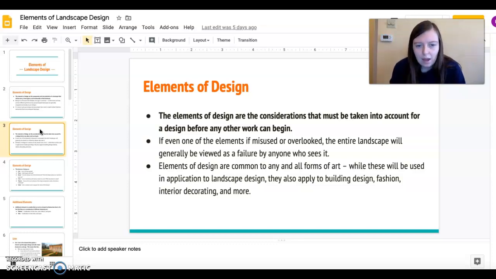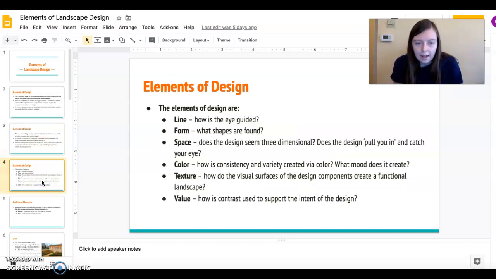So if one of the elements is misused or overlooked in the landscape, the whole thing will be generally viewed as a failure because it won't have the components that we're going to talk about in the next couple slides. Elements of design are common to any and all forms of art. While these may be used in application to landscape design, they also apply to building designs, fashion, interior decorating, and lots of other capabilities.